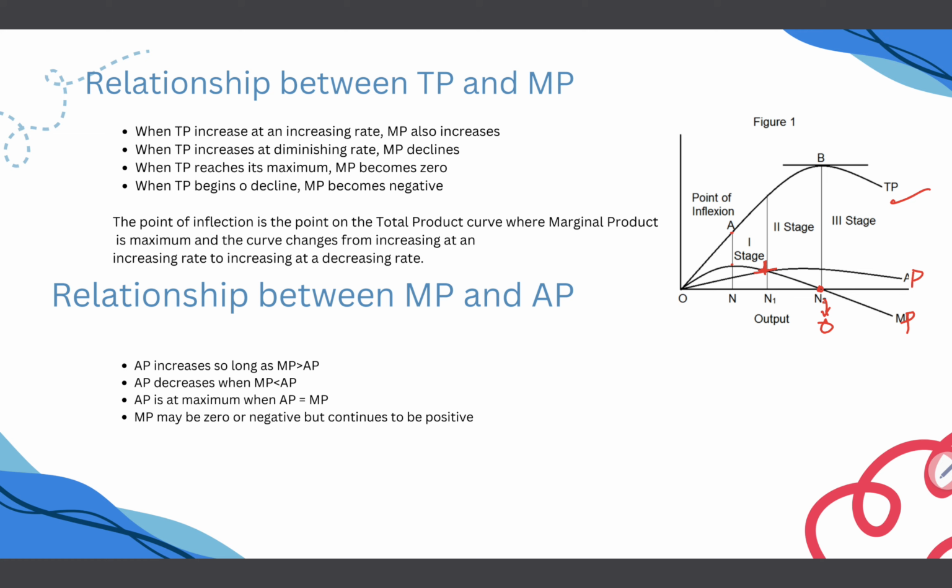So in this figure, what is the relationship between TP and MP? When TP increases, listen here, TP is increasing at an increasing rate, MP is also increasing here. I think you observe that. When TP increases at a diminishing rate, why? Because of the point of inflection. What is the point of inflection? The point of inflection is the point on the total product curve where marginal product is maximum and the curve changes from increasing at an increasing rate to increasing at a decreasing rate.